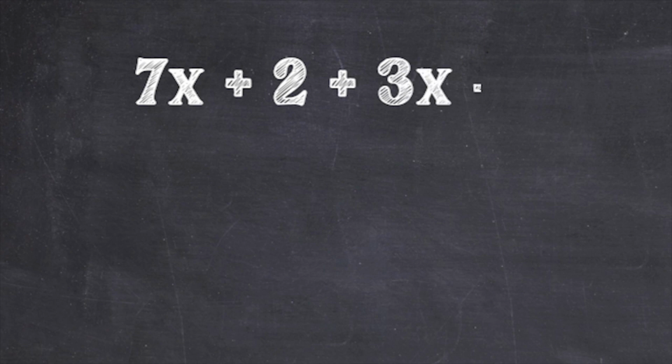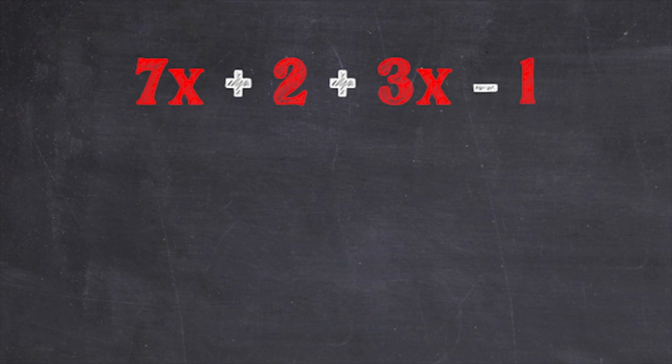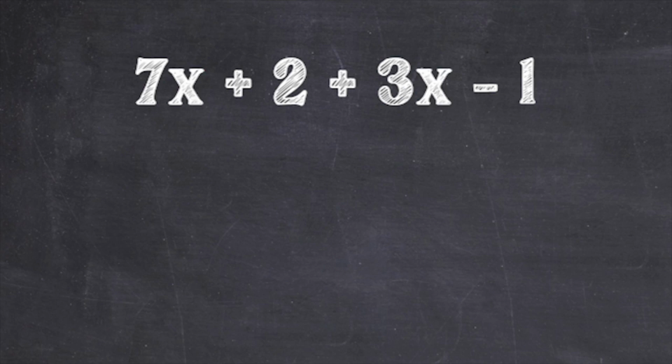For the third example, consider the algebraic expression 7x plus 2 plus 3x minus 1. This algebraic expression has 4 terms, but 2 different types of like terms. Here, 7x and 3x are like terms because of the same variable, x. On the other hand, 2 and negative 1 are like terms, simply because they are constants.